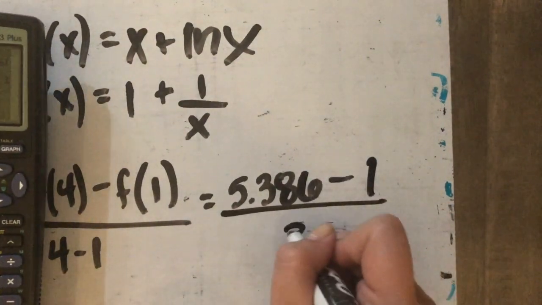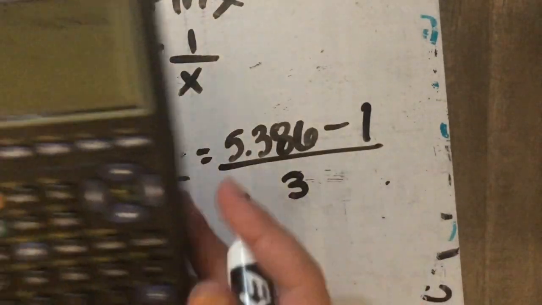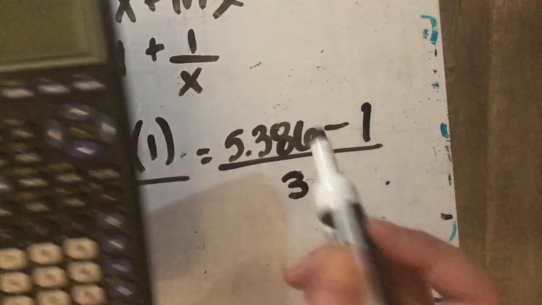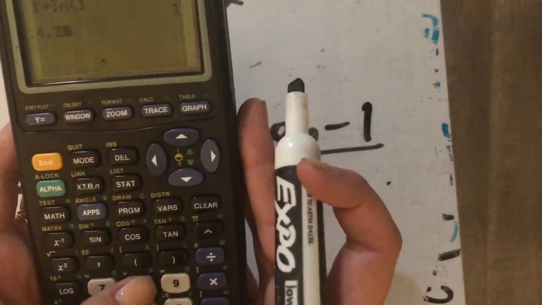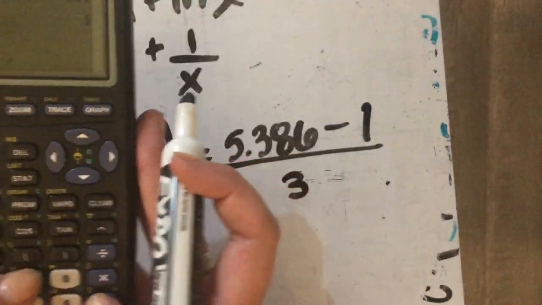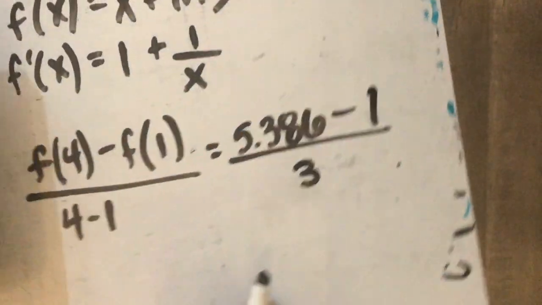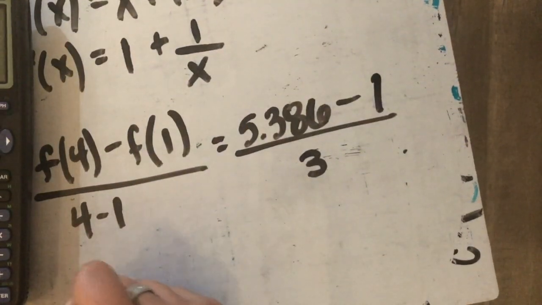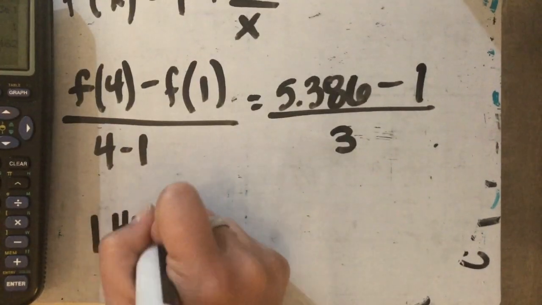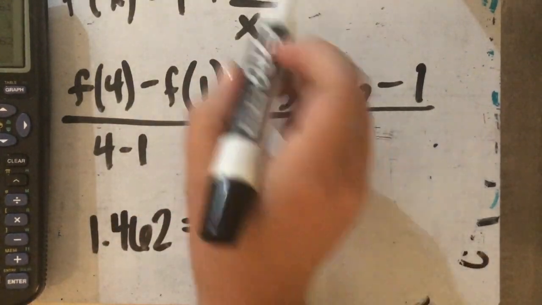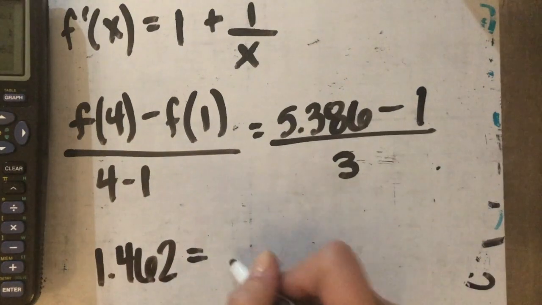All over 4 minus 1 is 3. So that would be 4.386, right? 4.386 divided by 3 equals 1.462. So I want my average rate of change, 1.462, to be equal to my derivative that was up here.